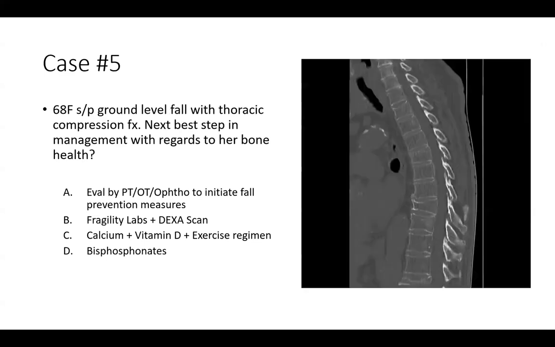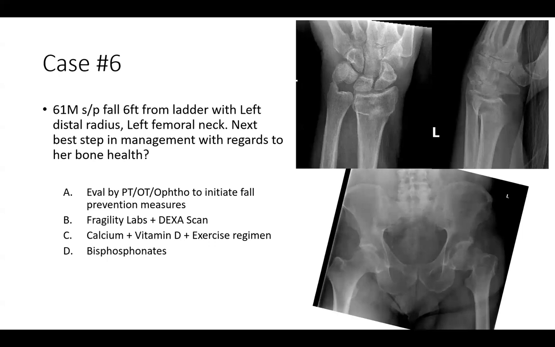All right, how about this patient, a 68-year-old female, ground level fall with a thoracic compression fracture? B, fragility labs and DEXA scan. All right, or do we need that? Okay, yeah, these are all good questions. All right, how about this guy? A 61-year-old male, fell 6 feet from a ladder, sustained this left distal radius fracture and a left femoral neck fracture.